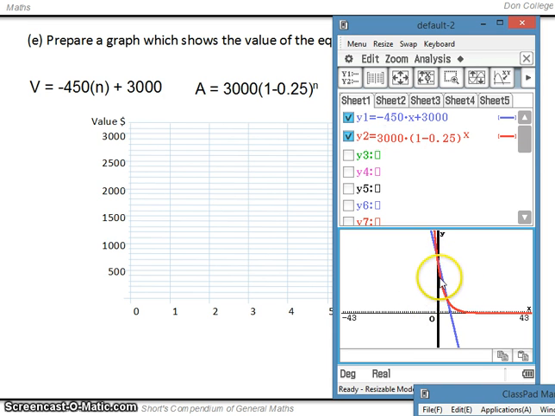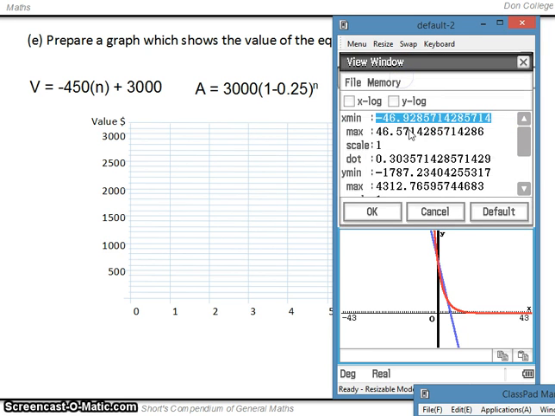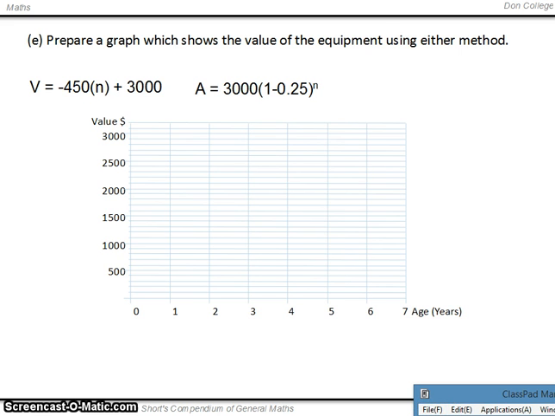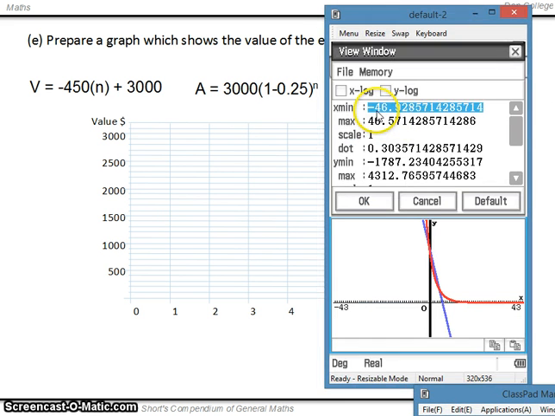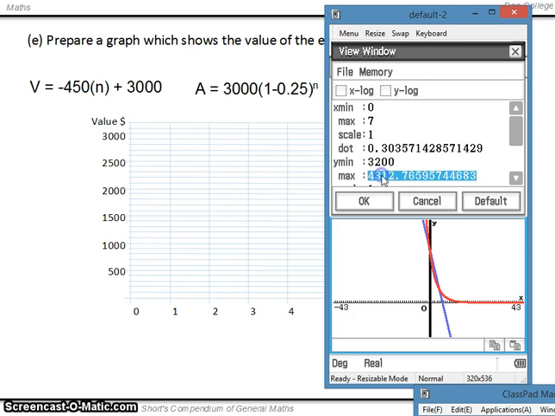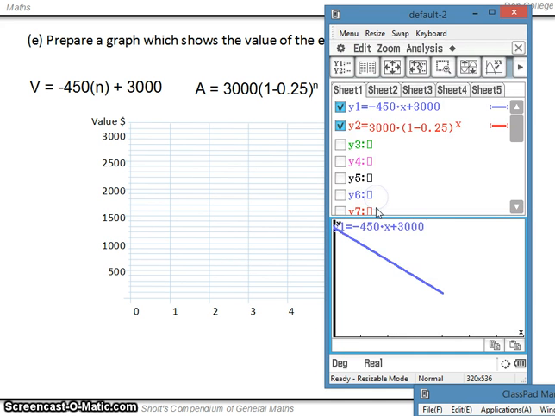What we really want to do is change our view window to fit the values that we've got. So click on your view window. Our x is going to start at 0 and we're going down to 7 years, so go from 0 to 7. For y, we're starting at $3,000. You might want to go just a little bit above, so 3,200. We'll go down to 0. Oops, it's the wrong way around. There we go, 3,200. Click OK, and there we have it.